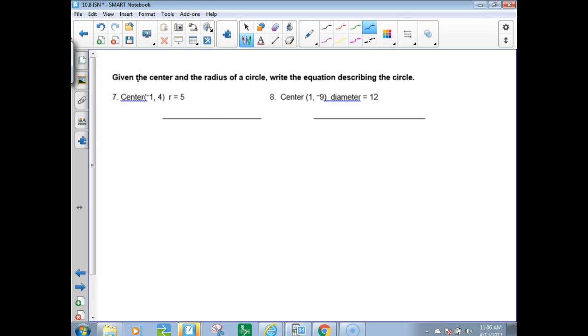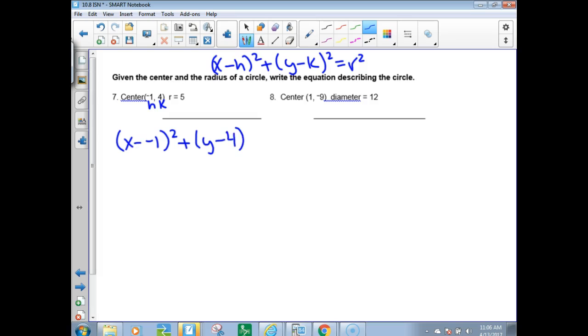Now we're going to do the equation given the center and the radius of a circle. Write the equation describing the circle. Back to the formula, x minus h quantity squared plus y minus k quantity squared equals r squared. h is going to be, oh, it's a -1. I'm going to write how I'm filling this in below the line, and then I'll write my answer when I'm done. So that's going to be x minus a -1 quantity squared plus y minus the k value, a 4, quantity squared equals 5 squared.